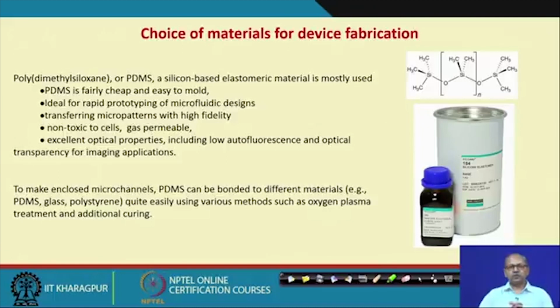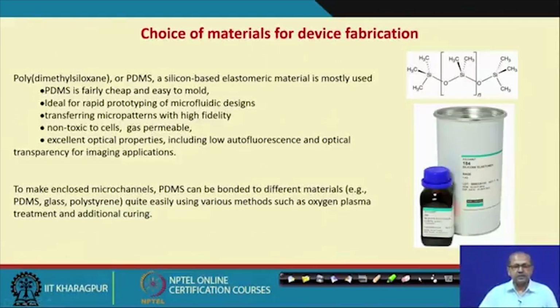What material are we choosing for fabrication purposes? Generally polydimethylsiloxane, or PDMS, a silicon-based elastomeric material, is mostly used. PDMS is fairly cheap, easy to mold, ideal for rapid prototyping of microfluidic designs, transferring micro patterns with high fidelity, non-toxic to cells, and it is gas permeable. Excellent optical properties are very essential for a microfluidic cell culture system, including low autofluorescence and optical transparency for imaging applications.